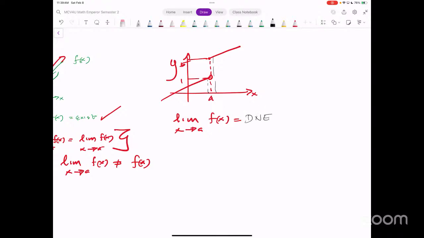Yes, but f at a exists. Your function is still defined at a. You can find a point there. If the limit does not exist at point a, but you can still have the function defined, then we call it a jump. Make sense? Are you seeing the picture? Sir, are you seeing the picture? I'm not sure whether you're seeing the picture.